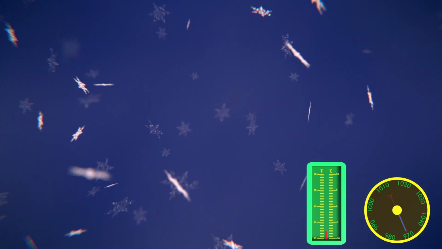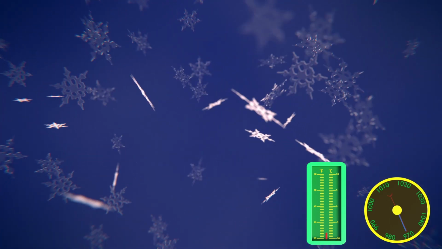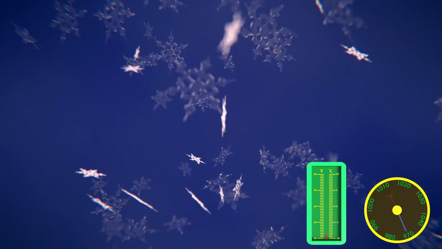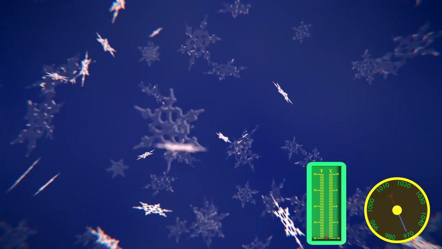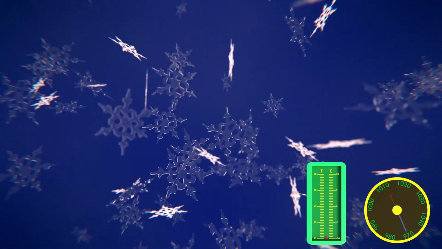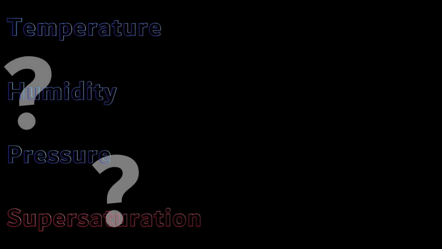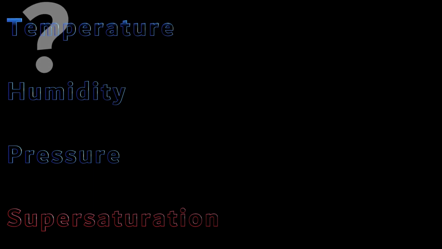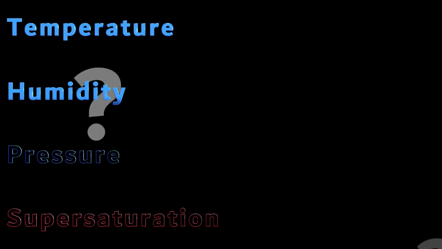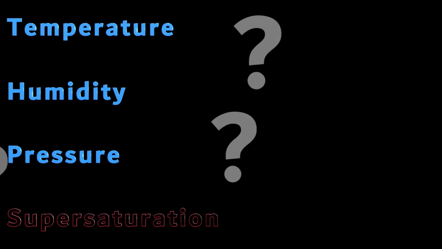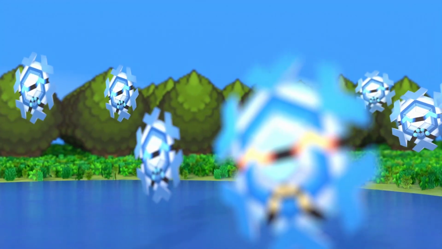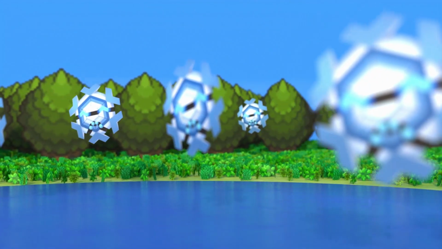If the air is sufficiently supersaturated and the temperature is low enough, the crystals can continue to grow and form complex snowflakes. The relationship between supersaturation and snowflake formation is complex and not fully understood, as it depends on many factors including temperature, humidity, and pressure. However, it is generally believed that higher levels of supersaturation lead to more rapid crystal growth and the formation of more complex snowflake shapes.